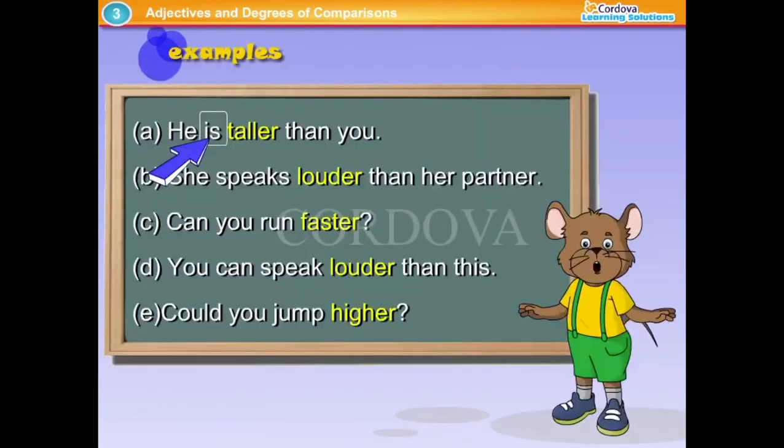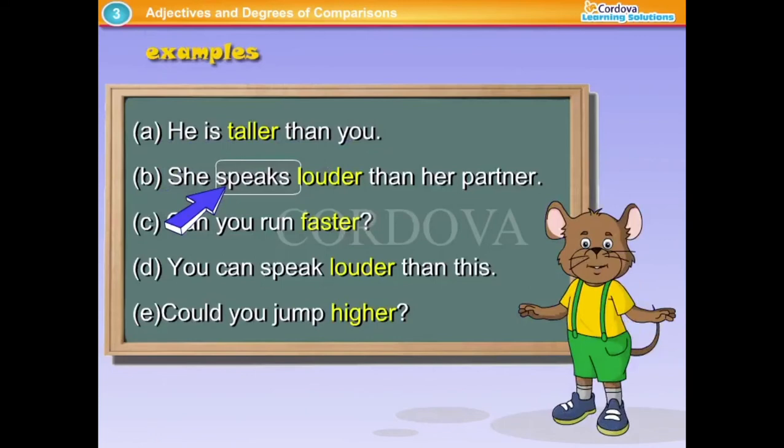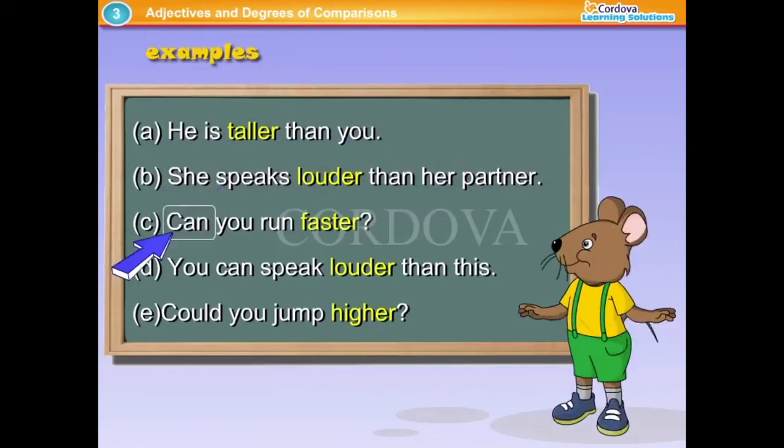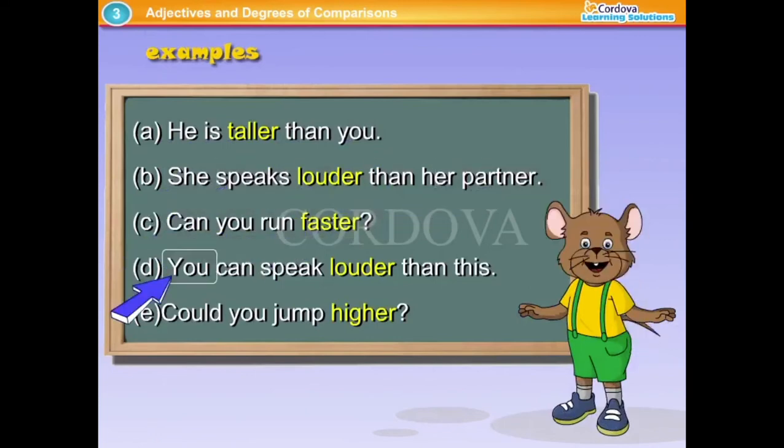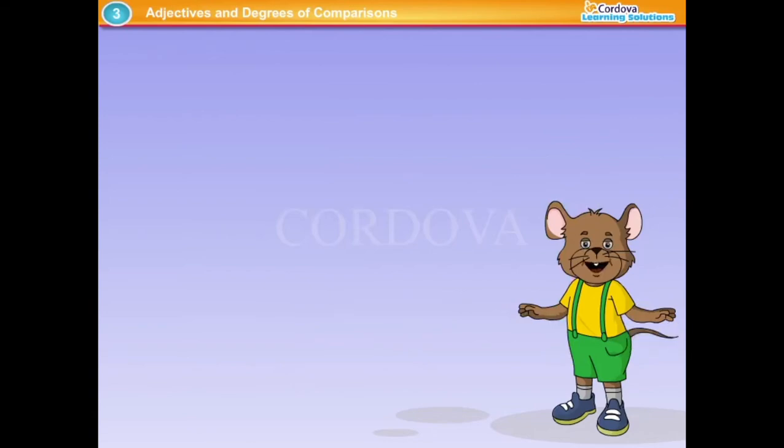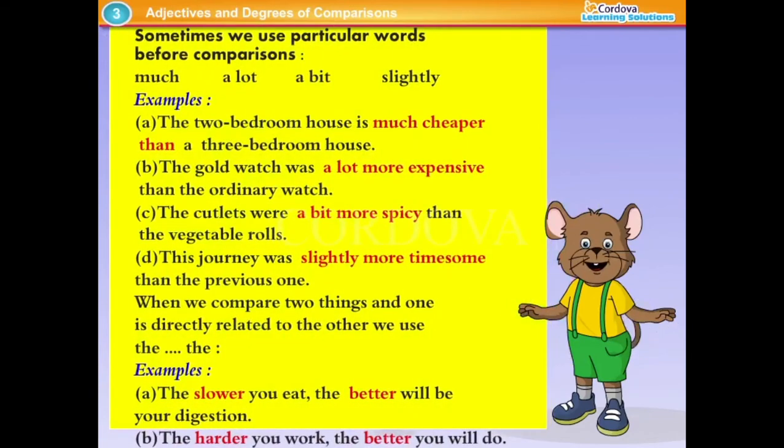Examples: He is taller than you. She speaks louder than her partner. Can you run faster? You can speak louder than this. Could you jump higher? Sometimes we use particular words before comparisons. Much, a lot, a bit, slightly.